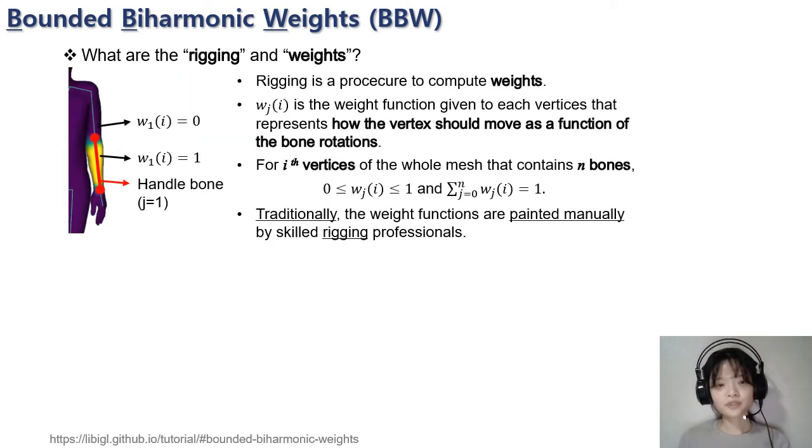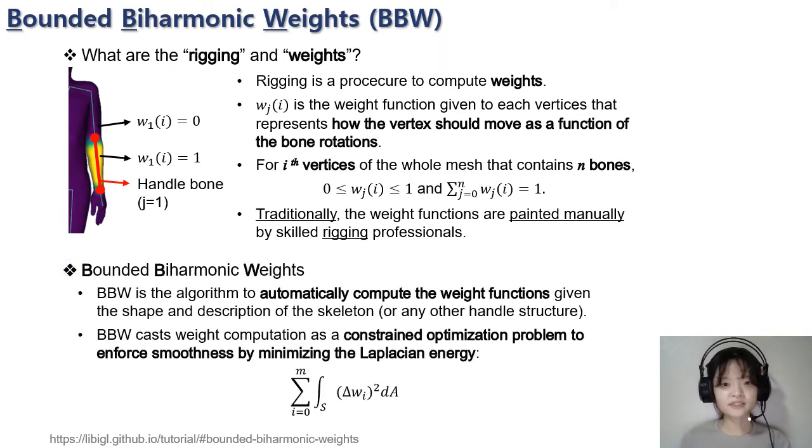Rigging is basically a very typical pre-processing step required for general 3D animations. However, in conventional methods, this rigging process should be done manually by professionals using painting tools, which is very unfavorable for us. So what we adopted is the BBW technique, which can do this automatically.